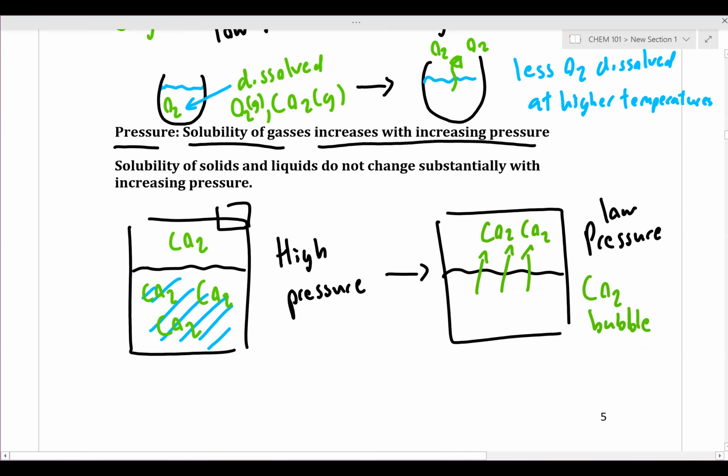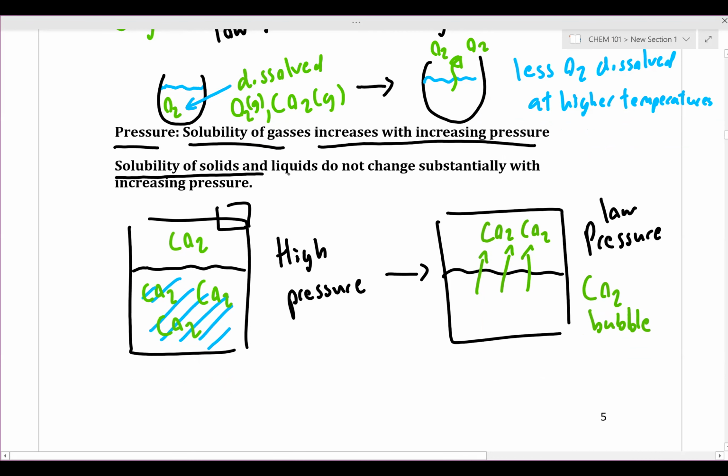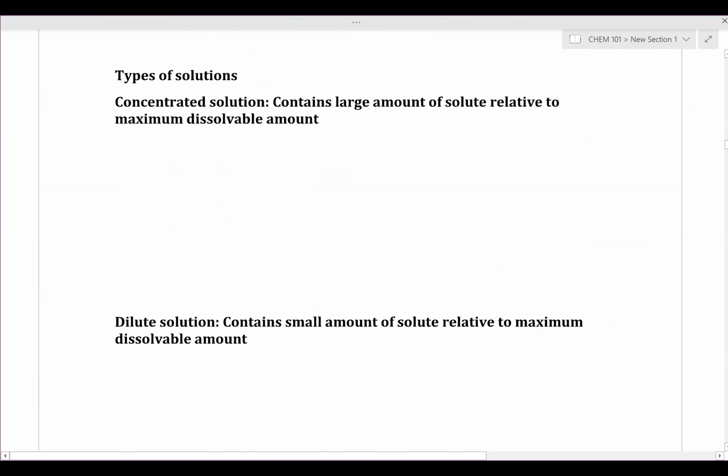Okay. Another key feature to note, the solubility of solids and liquids does not change substantially with increasing pressure, since solid and liquid solubility depends more on interactions and temperature. Okay. With this established, we're next going to talk about some common words that we use to describe solutions. How do we portray and how do we convey to others the amount of solute dissolved in a solution?